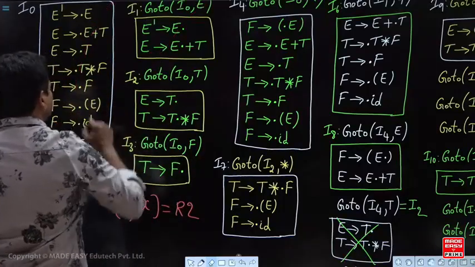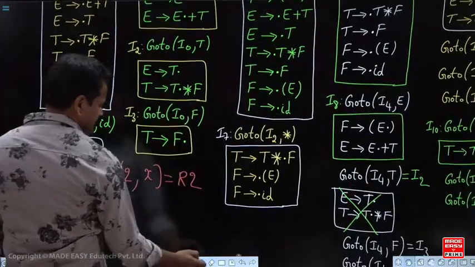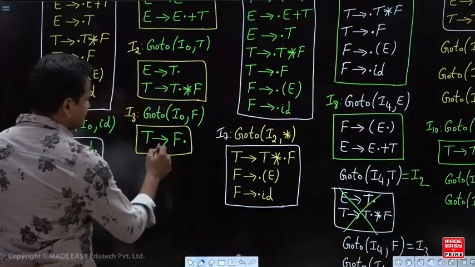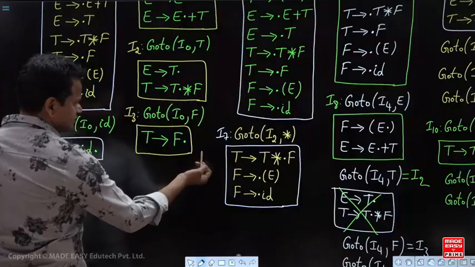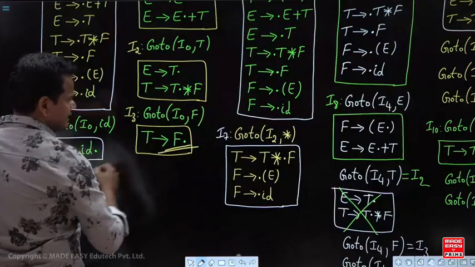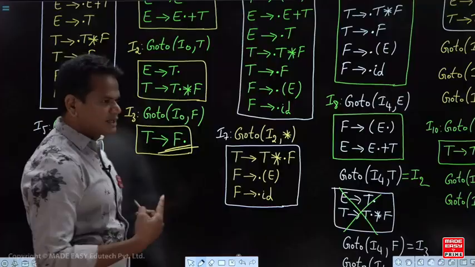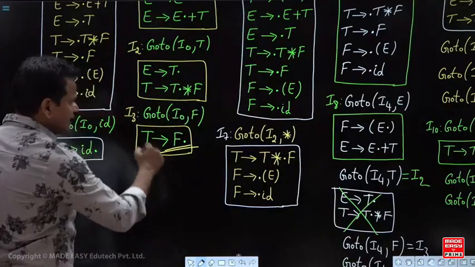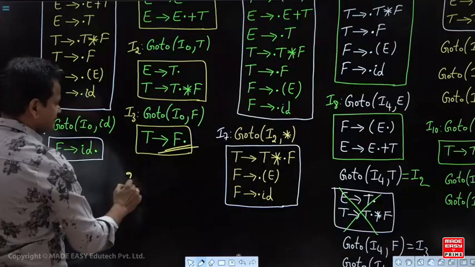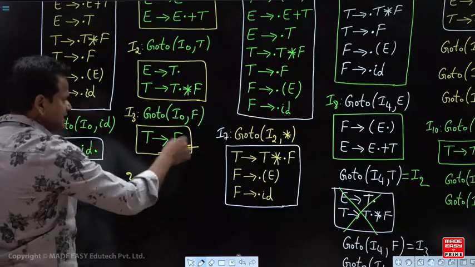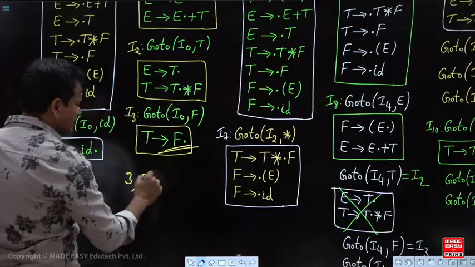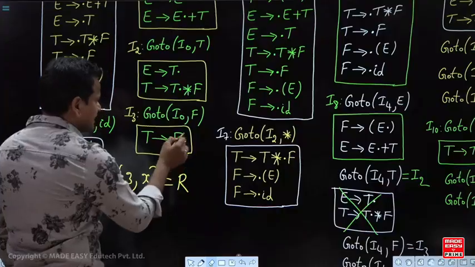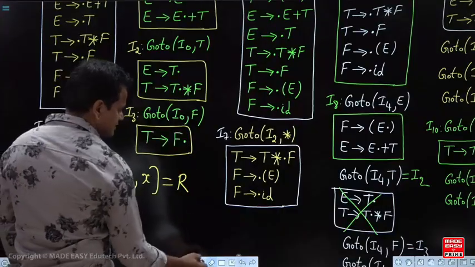Okay. Next. Come to I3. This is the last one. So after this, I will give you time. You just complete. So I3, if anybody has any doubt, just look at me. This is the final item. Whenever the dot reaches the end, we must write the reduce operation. Where? In the state. And what is the name of the state? I3. That is the reason third row, xth column. We write the reduce. Why reduce? Because the dot has reached the end.